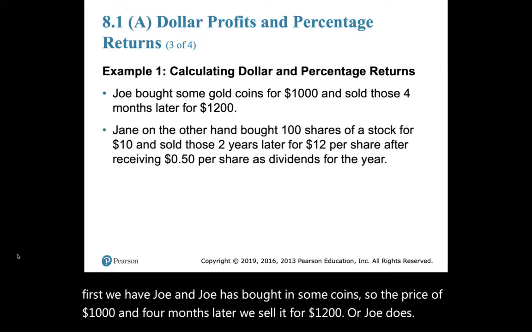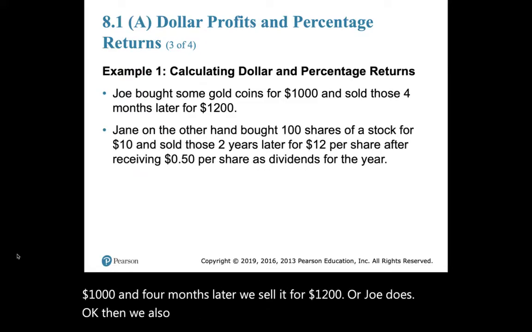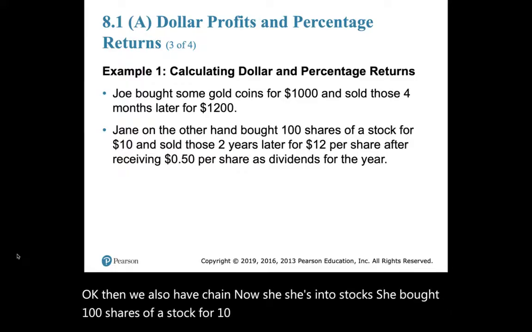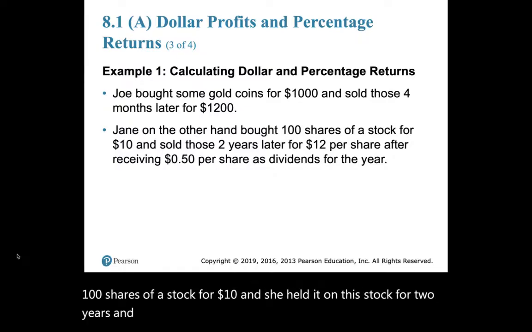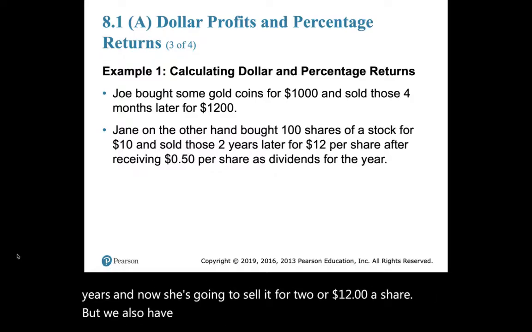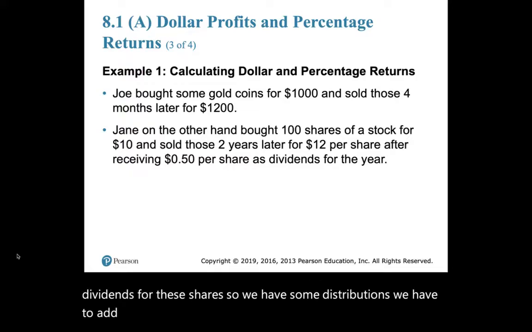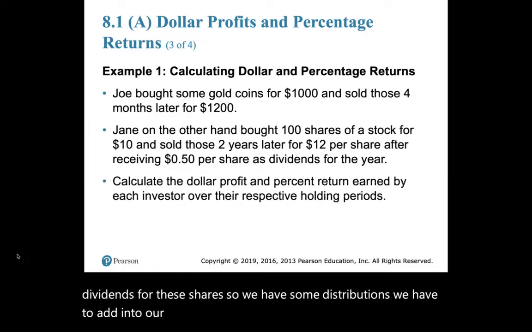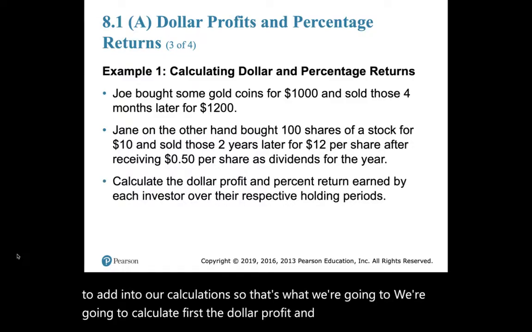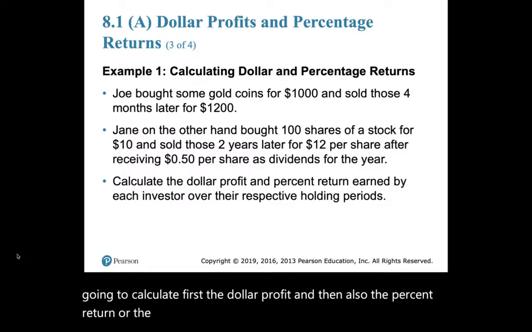Then we also have Jane. Now she's into stocks. She bought 100 shares of a stock for $10, and she held this stock for 2 years. And now she's going to sell it for $12 a share. But we also have to remember that she is going to receive dividends for these shares. So we have some distributions we have to add into our calculations. So that's what we're going to do. We're going to calculate first the dollar profit and then also the percent return, or the holding period rate.